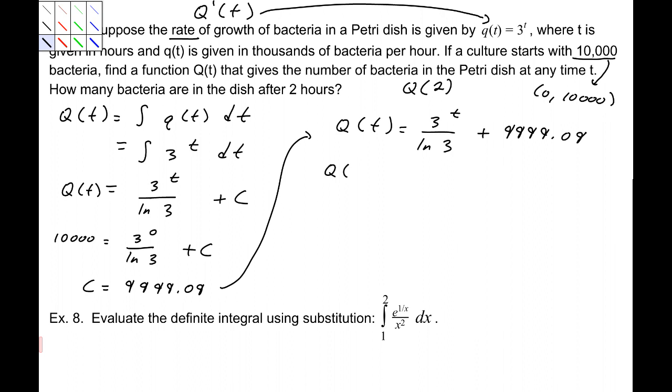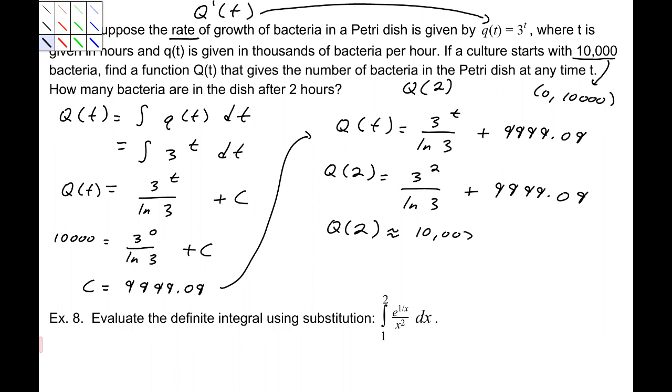All right. To actually find the answer to our question, we can plug 2 in. So that would be 3 squared over natural log 3 plus 9,999.09, which gives us that Q of 2 is approximately, because this is not going to be exact, 3 squared over natural log 3 plus 9,999.09, which is 10,007.28. So I'm going to go ahead and say it's approximately 10,007. That's how many there will be after 2 hours.